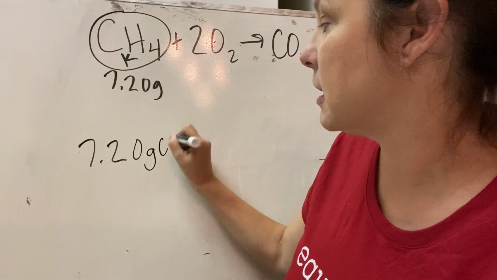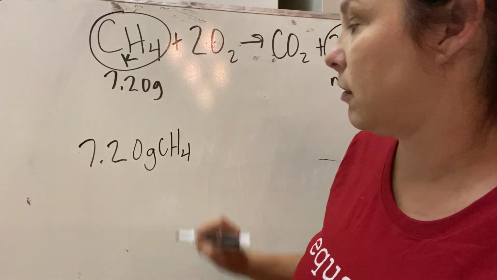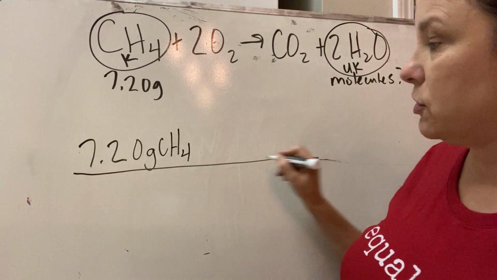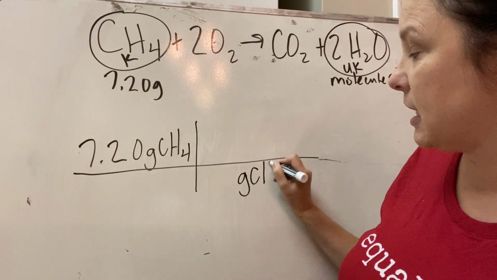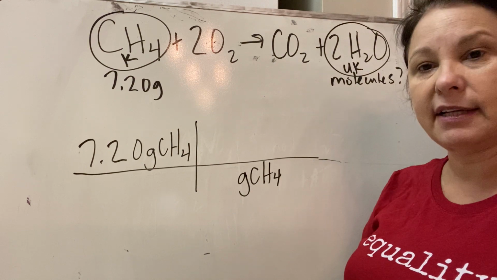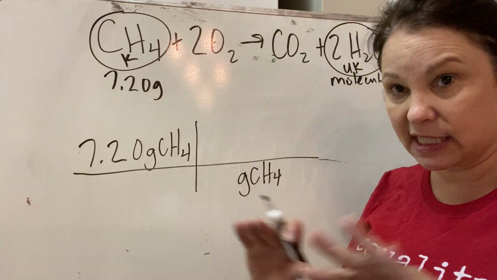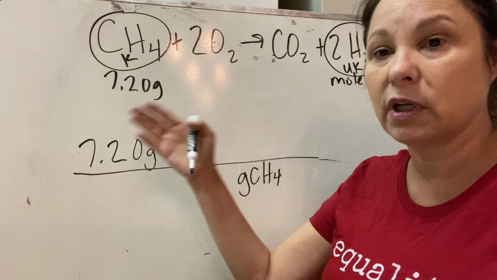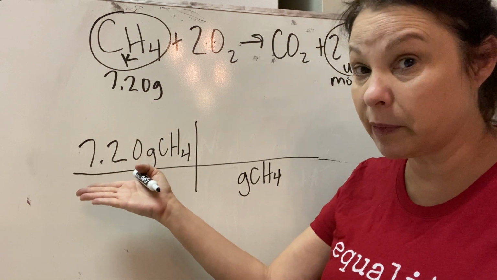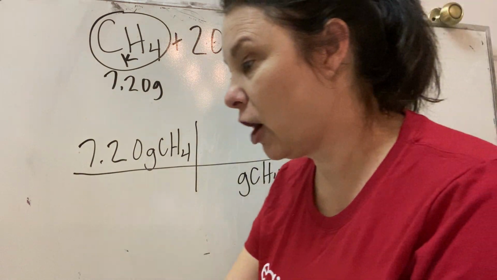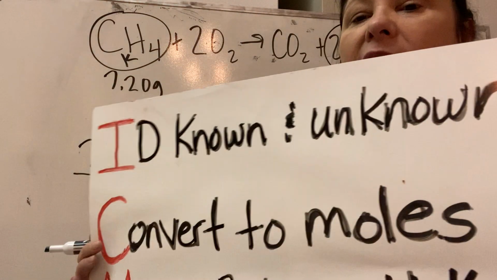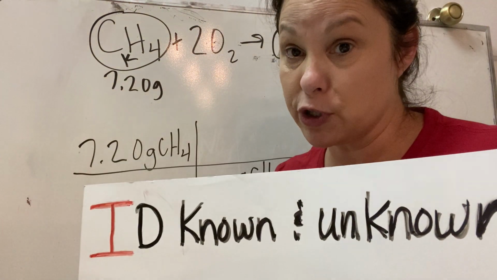7.20 grams CH4. Okay? I'm going to chunk a drop grams CH4. All right? Is everybody with me? This is step 1. Known, unknown. Start your board with what you're given about the known. Chunk a drop.